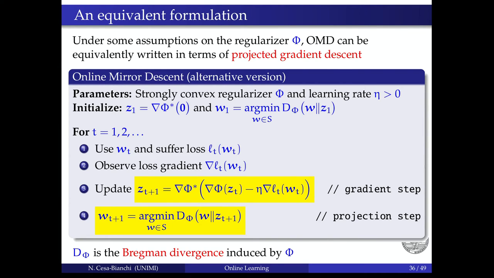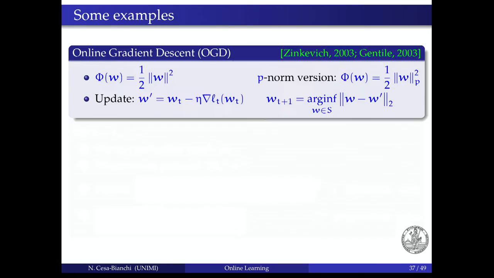So I can actually rewrite the online mirror descent using this alternative formulation, and I will be able to use a regularizer defined on the entire space, and then by means of this projection, project onto any convex set I'm interested in. And this I can do not with any regularizer, but with many of them. At least I need the regularizer to be differentiable to do it. Okay, so let's see some examples of these things.